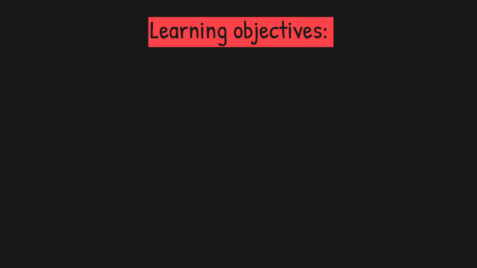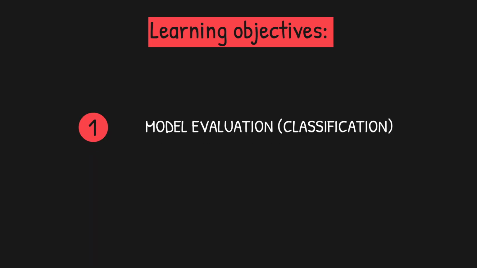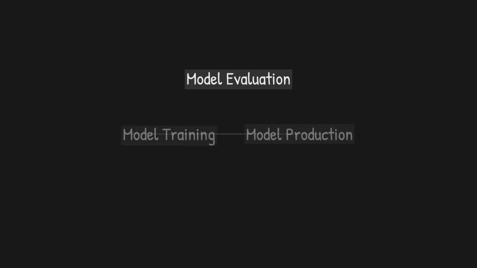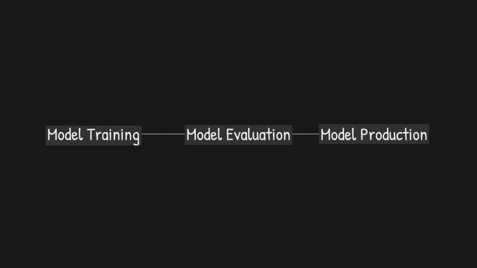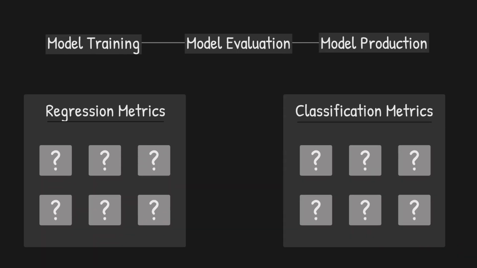In this video, we'll be talking about model evaluation for classification tasks and how the confusion matrix is used in this process. Recall that model evaluation is an important step that happens in between model training and production, and depending on the type of problem at hand, whether it's regression or classification, how you evaluate your model changes.